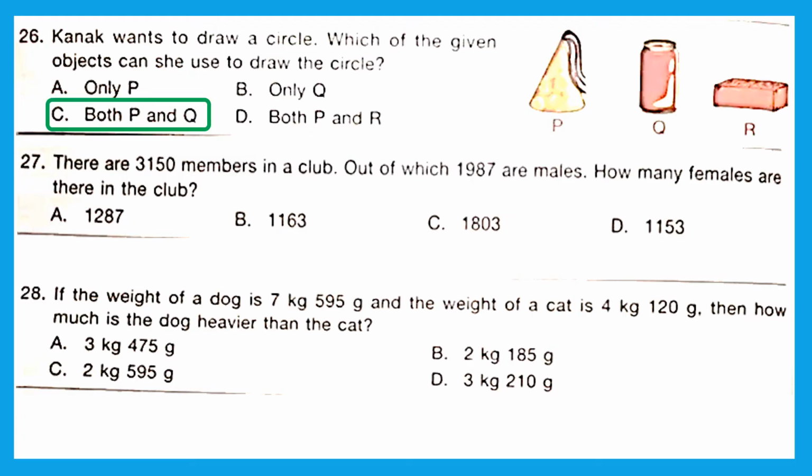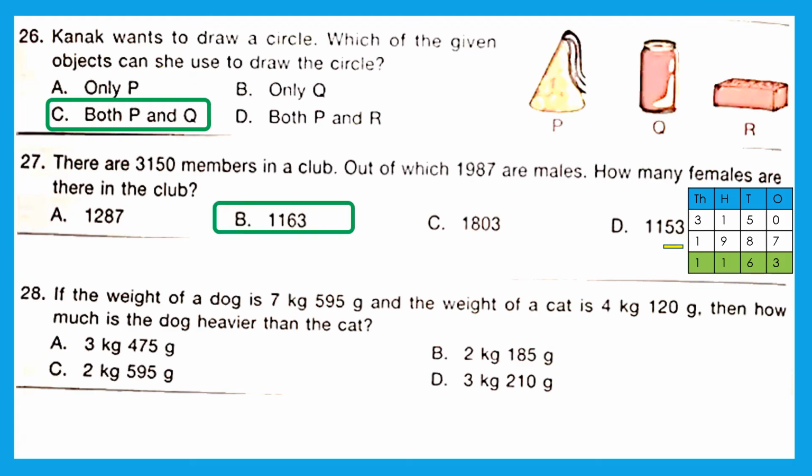Question 27. There are 3,150 members in a club, out of which 1,987 are males. How many females are there in the club? Very simple. We have to just subtract it to find out the remaining number, because the remaining number will be of females. So let's do that subtraction. And the answer we get is 1,163, and that is the number of females in the club. The right answer here is option B.